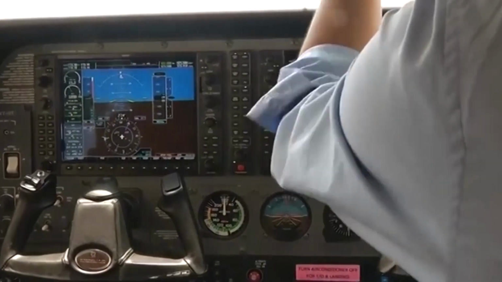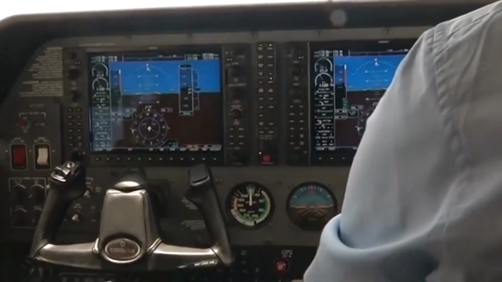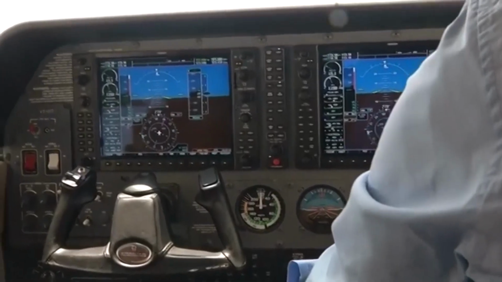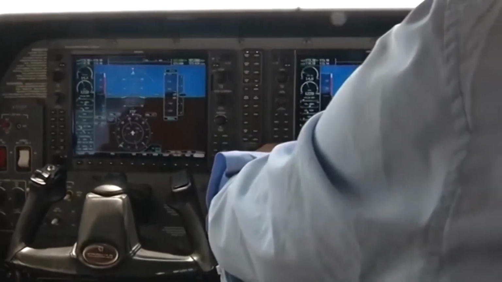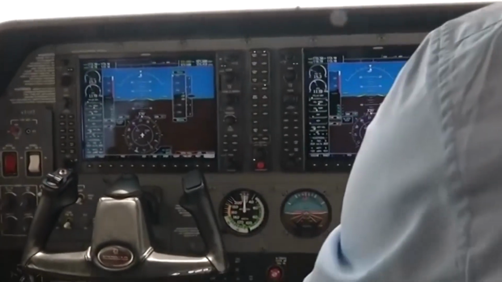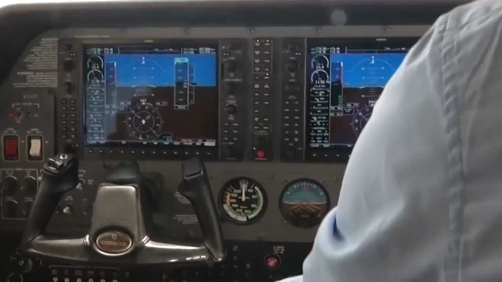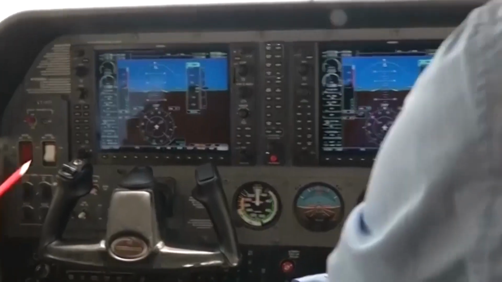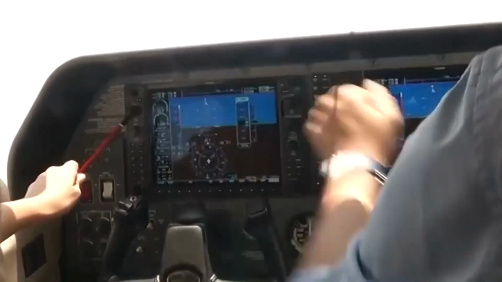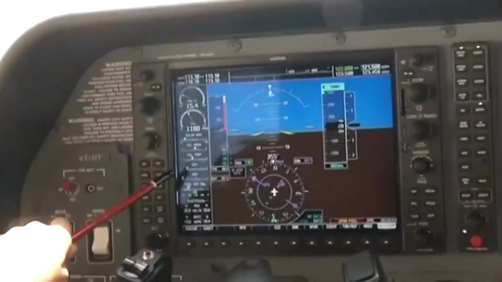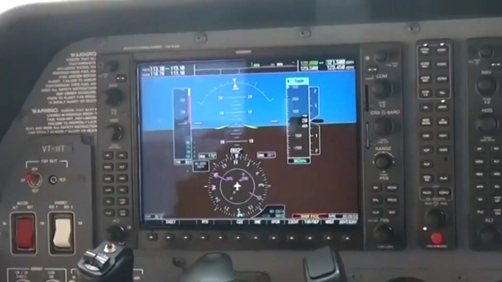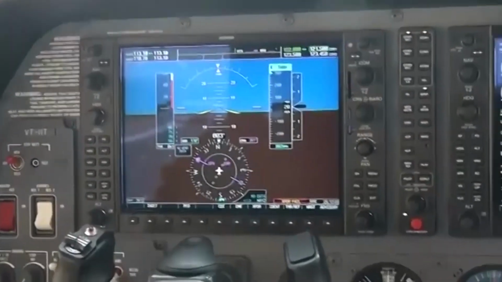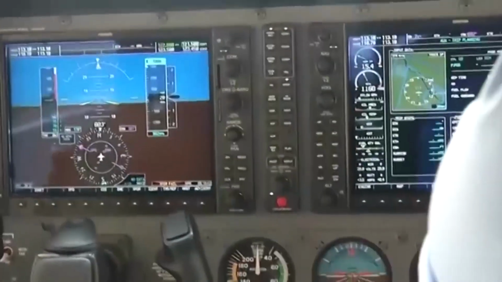India Tango clear to enter 27. This is the RT voice for clearance. You can see the various engine readings on the PFD, the oil pressure, the oil temperature, the CHT, EGT. The readings on the MFD, the multifunction display.